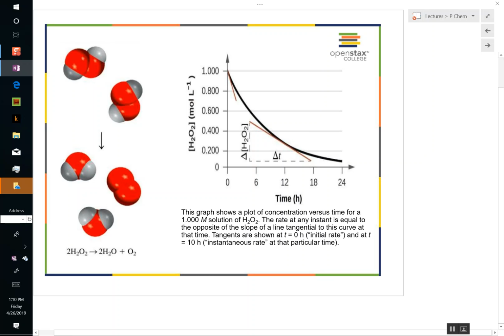All right, so a lot of times we look at the initial rate. What is the initial rate of that reaction, the start of the reaction? But we can take tangents off of that curve and actually get an instantaneous rate. What is the instantaneous rate at any point along this curve? And here it is, two hydrogen peroxides producing 2 water molecules and oxygen.